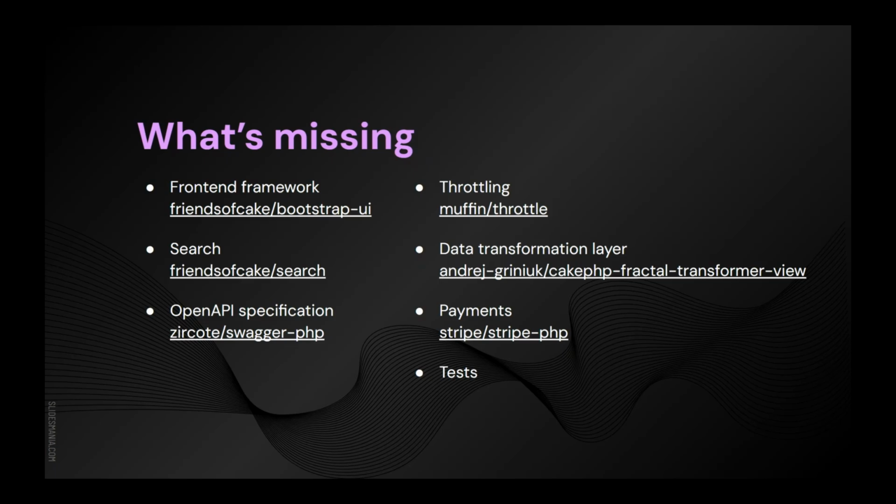And throttling, there is a plugin for throttling. You probably want to set some rate limits for the API to prevent users from abusing it. And for a data transformation layer, there is a plugin by myself which integrates the Fractal transformer into CakePHP. So if you want to transform your data before outputting it, like formatting and adding related models in your API, you can use that.